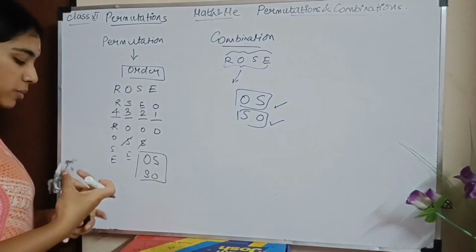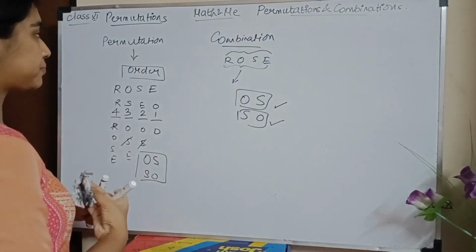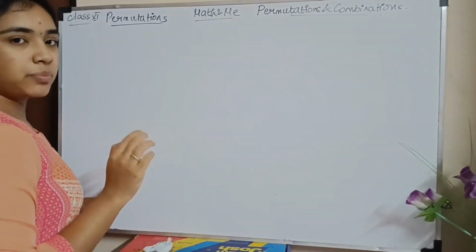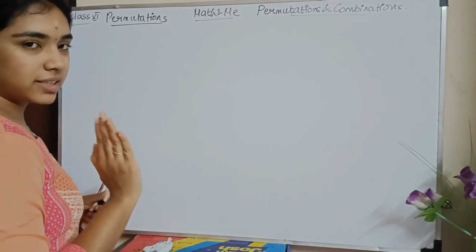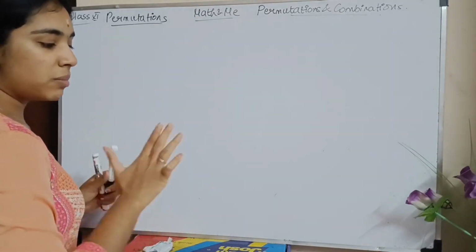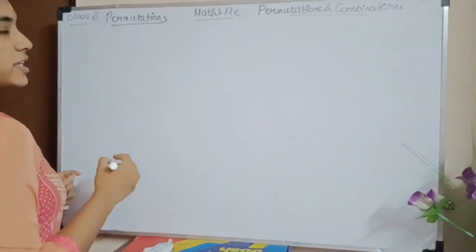So first we'll learn permutations in this exercise. Actually, exercise 7.1 itself is permutations. We have been doing it without realizing. So from now on, we'll solve questions based on permutation.